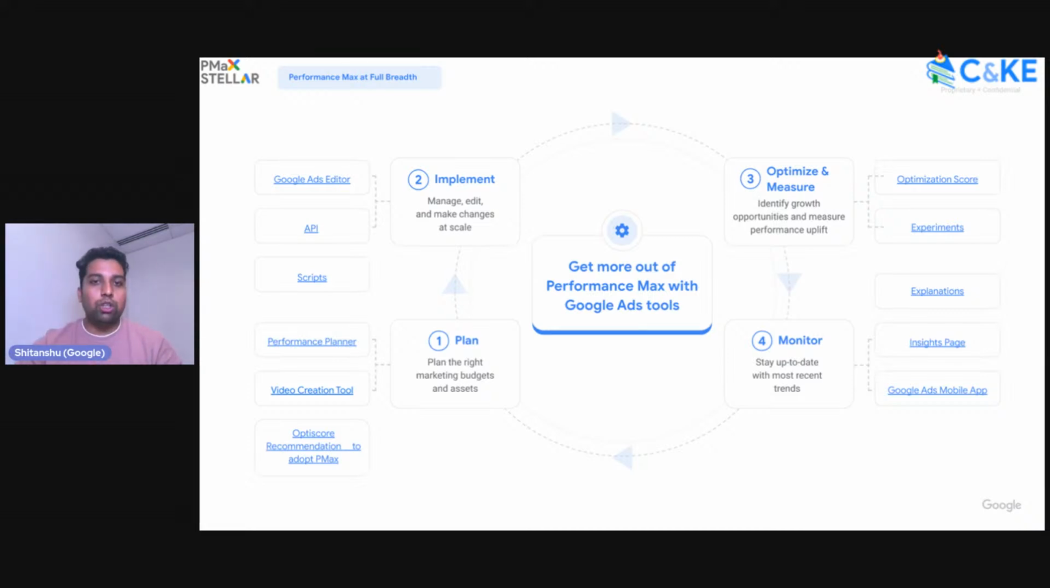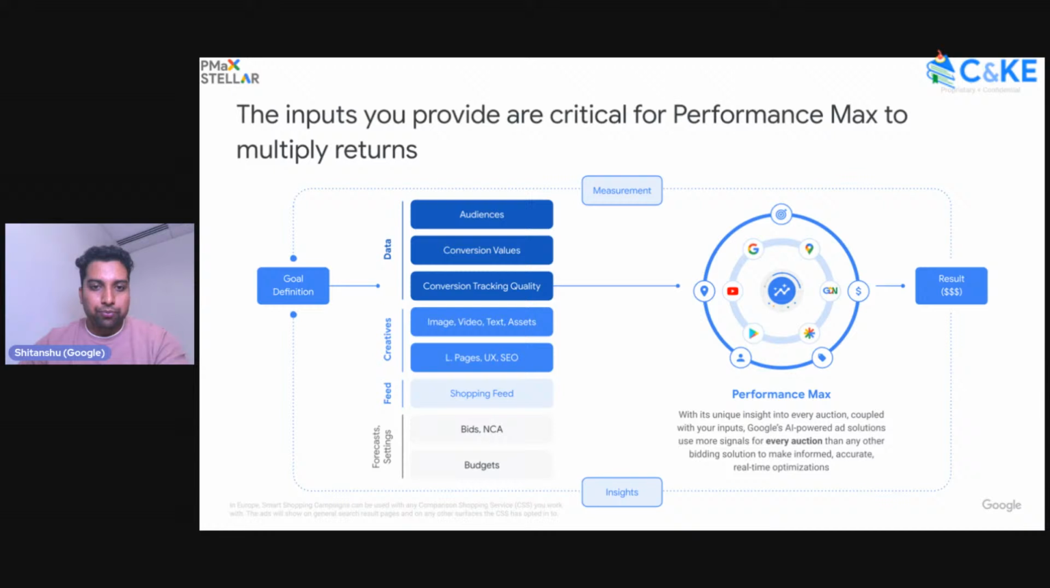Those are the tools that you have at optimize and measure stage. Then when you go to monitor, you can have Insights Space that helps you create readily available insight reports. You also have Google Ads mobile app that helps you monitor your campaign on the go. So at different stages of a campaign cycle, you have tools, and there are supplemented tools within Google Ads that help you monitor, optimize, implement, and plan your Performance Max campaign.